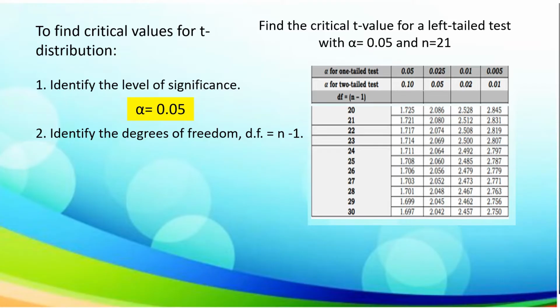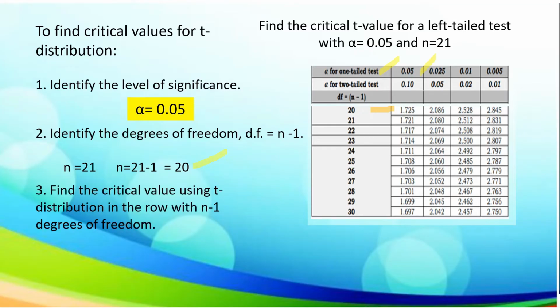Second, let us apply the formula for finding the degrees of freedom, which is degrees of freedom equals n minus 1. Since our sample is 21, 21 minus 1 is 20, and we locate 20 in our table. Since we are referring to a one-tailed test and our level of significance is 0.05, let's find the critical value using our t-distribution table. Locating 20 and the level of significance, we have 1.725. Since we are referring to a left-tailed test, our critical value is negative 1.725.